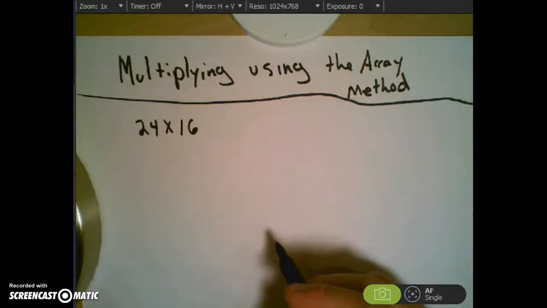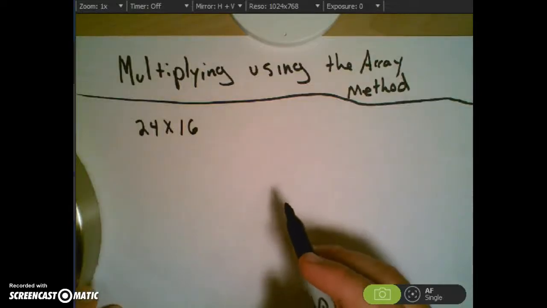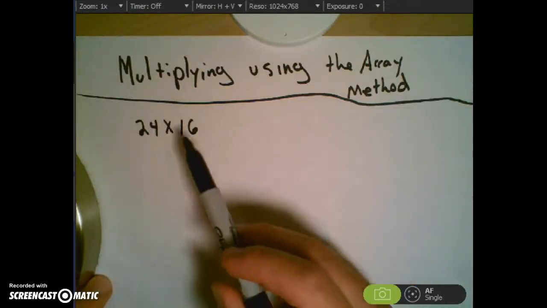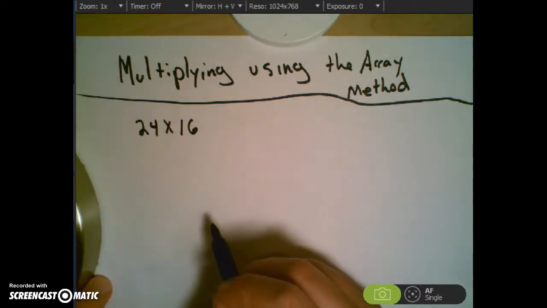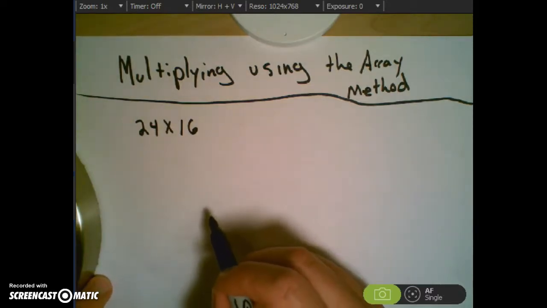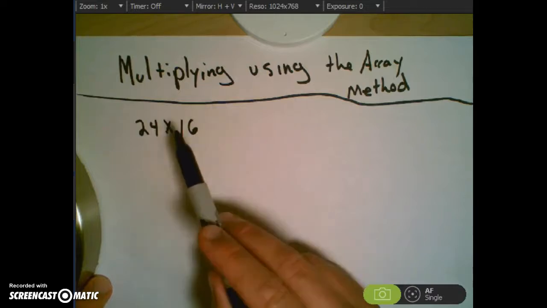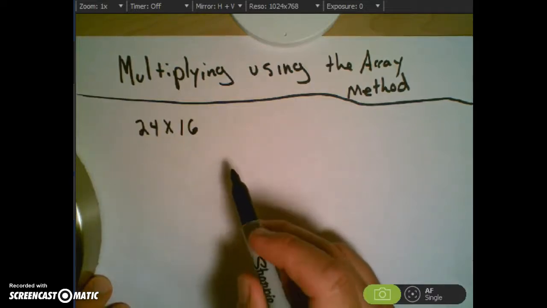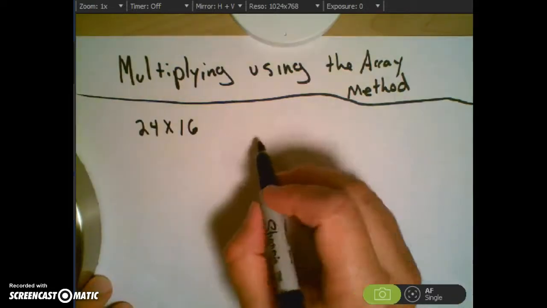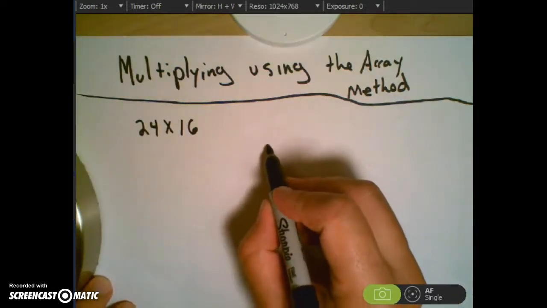Okay, in this video we're going to be multiplying using the array method. So we still have 24 times 16 as our equation. Essentially, when you're multiplying using the array method, you're breaking both numbers apart by place value. But since you have to multiply all the way through, it's a lot easier to use an array.